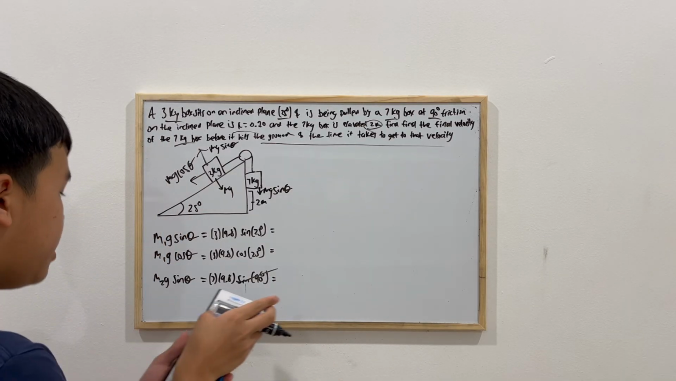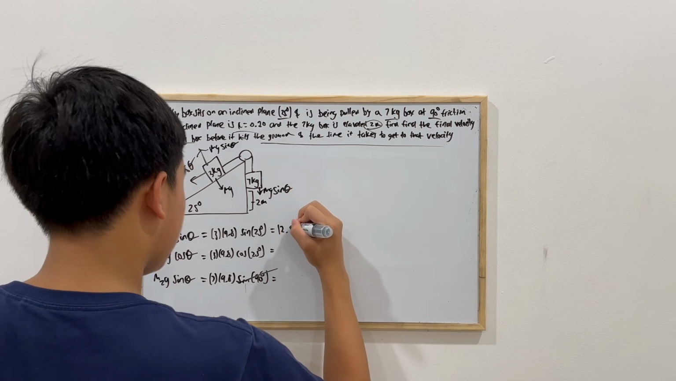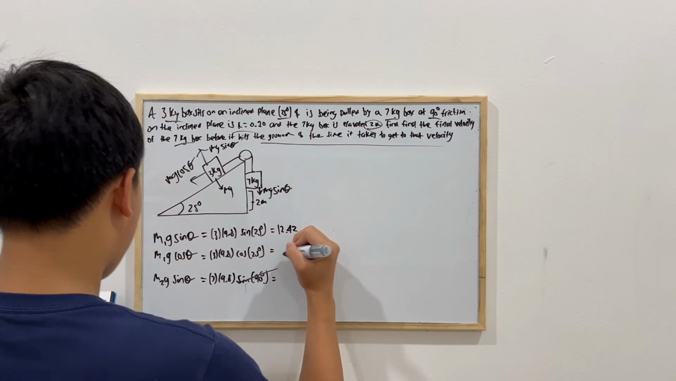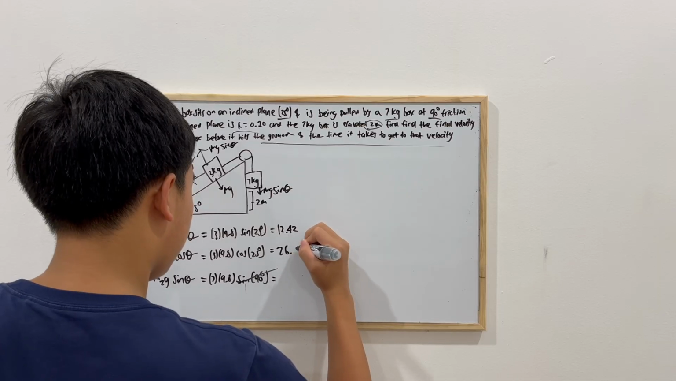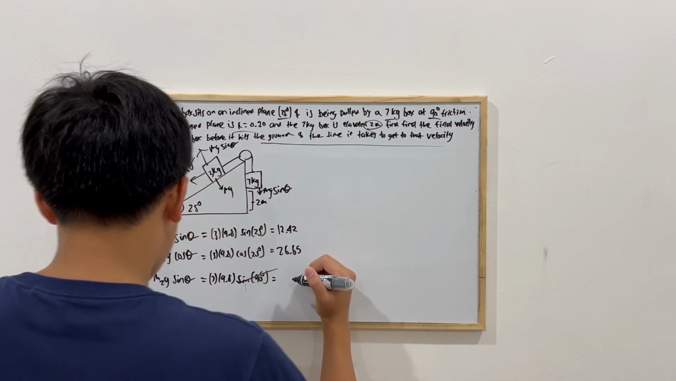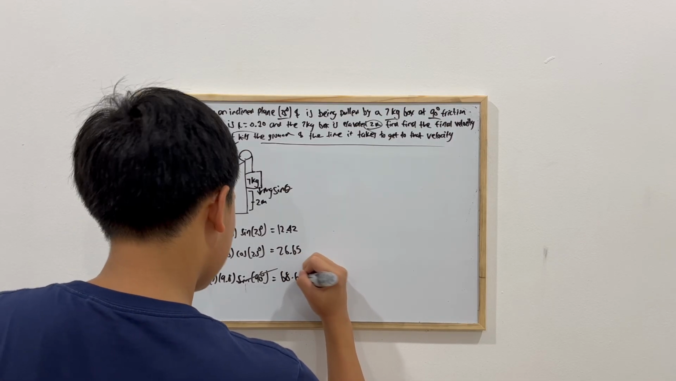So m1g sine theta is going to be 12.42. m1g cos theta is going to be 26.65, and m2g sine theta is going to be 68.6, or just m2g.